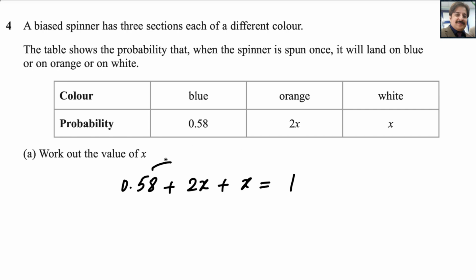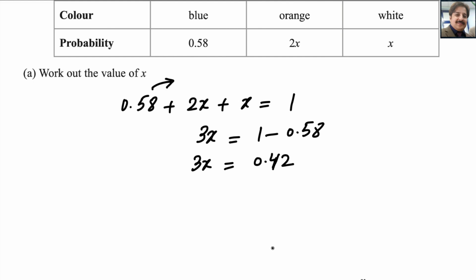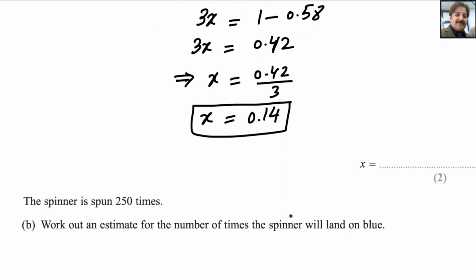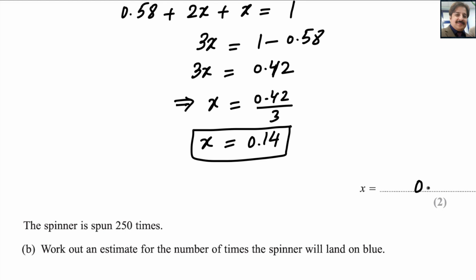This 0.58 will go to the other side. It will be minus for sure. And 2x plus x can be added together. So it will be 3x equals 1 minus 0.58. And 3x will be equal to 0.42. Then for sure we will divide by 3 and we get the answer as 0.42 divided by 3, and value of x will be equal to 0.14. So you should write this answer in the given space, 0.14.